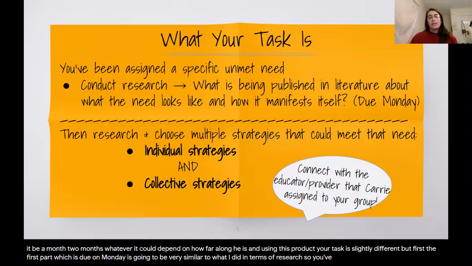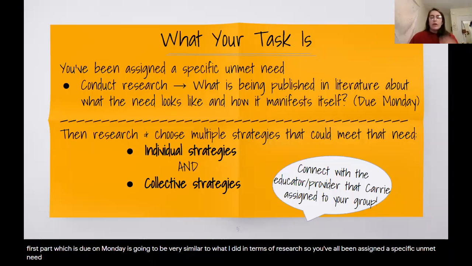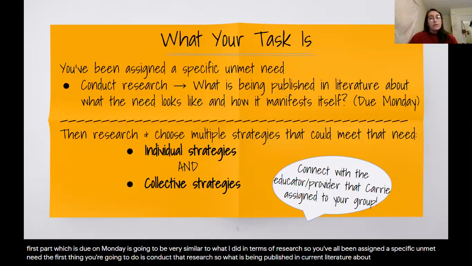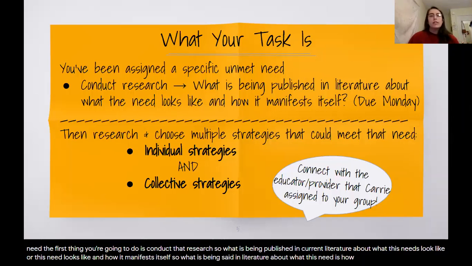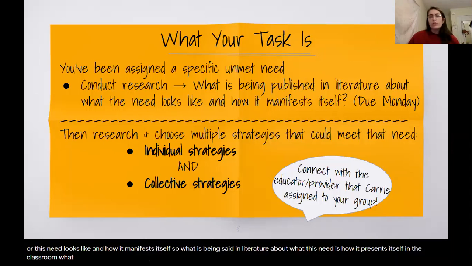So you've all been assigned a specific unmet need. And the first thing you're going to do is conduct that research. So what is being published in current literature about what this need looks like, and how it manifests itself? What is being said in literature about what this need is, how it presents itself in the classroom, what behaviors to look for, stuff like that. So just describing that need in general.